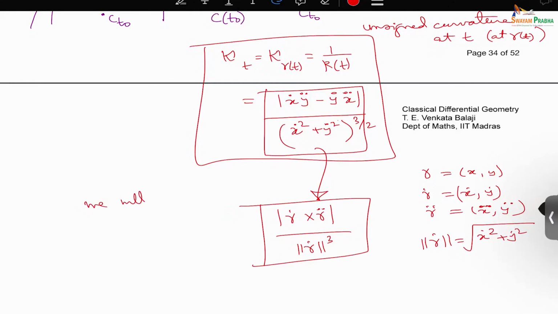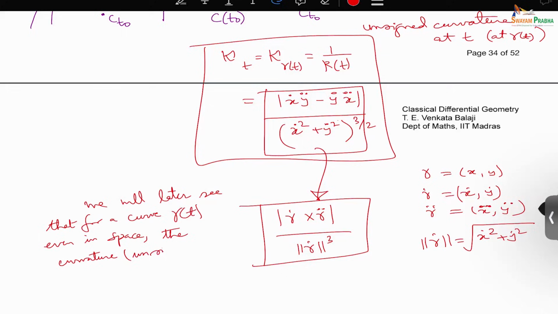Okay. So we will later see that for a curve gamma of t, even in space, the unsigned curvature is given by this expression.